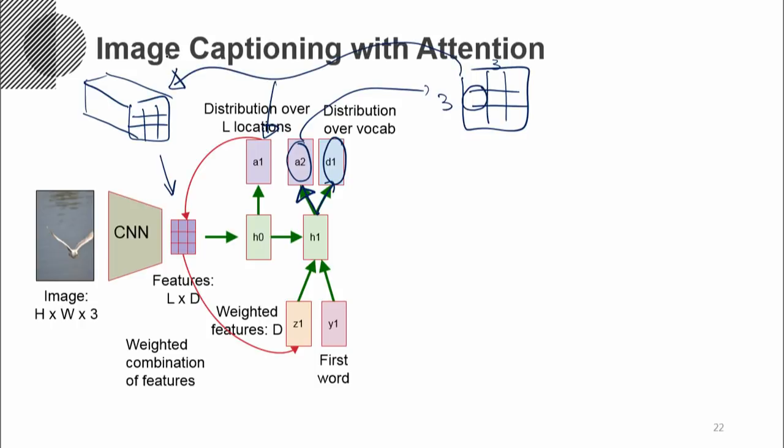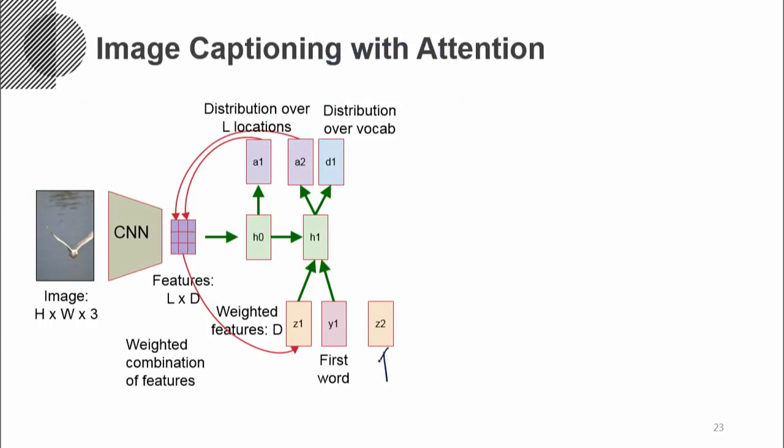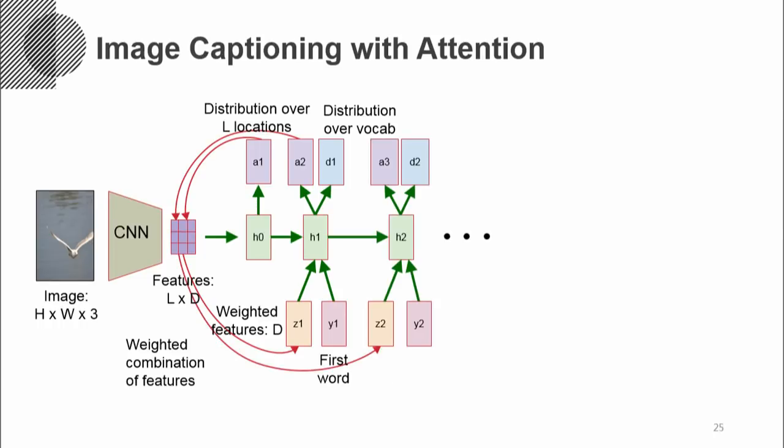And then this new attention map, or this distribution matrix, will be applied to this feature map to generate the next time step's weighted feature vector. This one will generate the next word, and another distribution over L different regions to look at in order to generate the next time step's word. So this is called the attention mechanism.